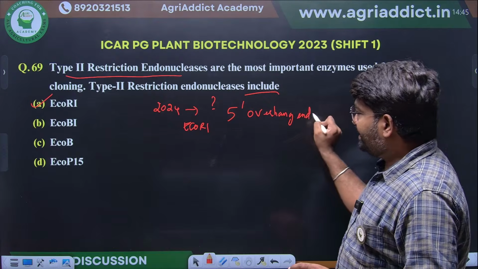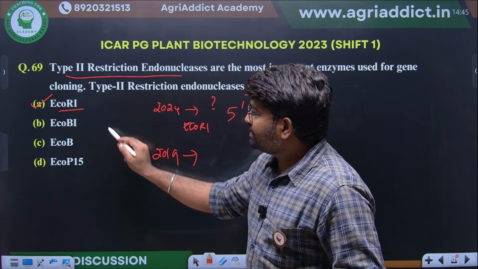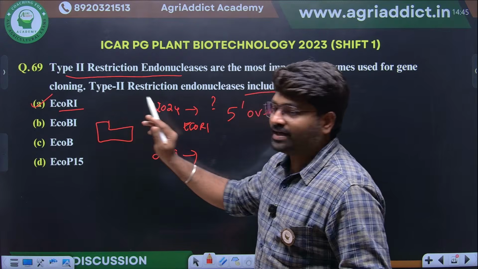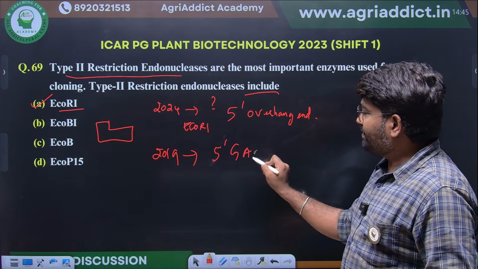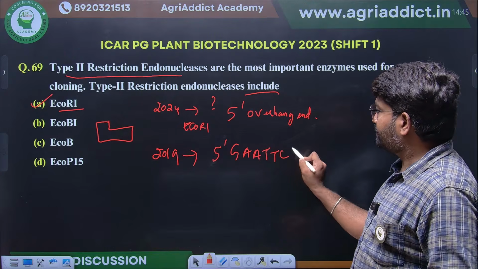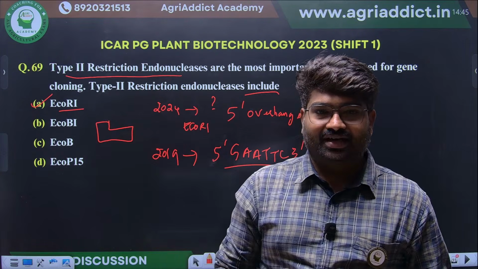Clear? In 2019, they asked, what is the restriction site for E. coli R1? That is what? 5' GAATTC 3'. This is the restriction site, the recognition site. This they have asked.